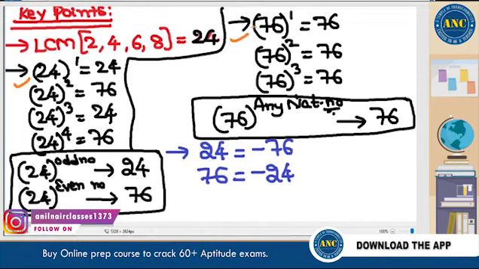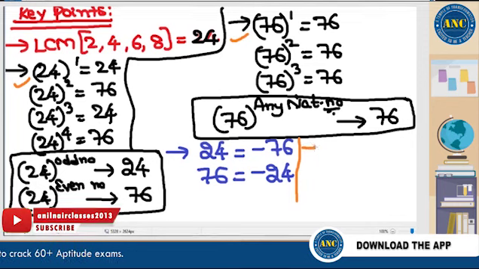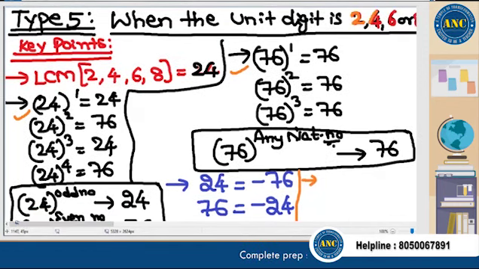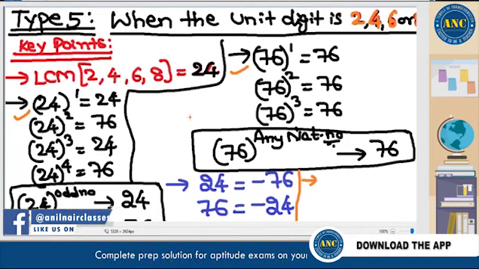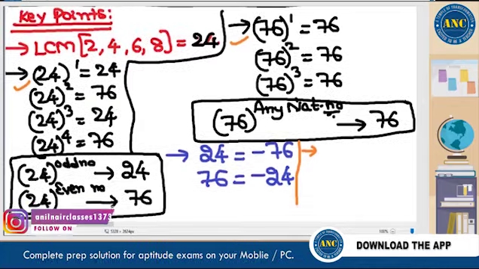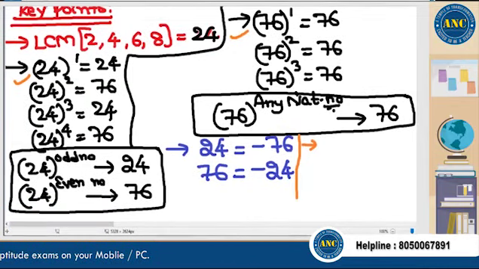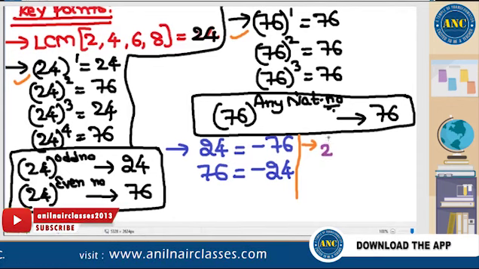Using the negative remainder concept. That is the fourth key point. Last two key points. Now observe carefully. 2 into 1, 2 into 2, 2 into 3, 2 into 4. These are the numbers, right? 2, 4, 6, 8. Whenever the unit digit is 2, 4, 6 or 8, please make use of this special number called 2 power 10.